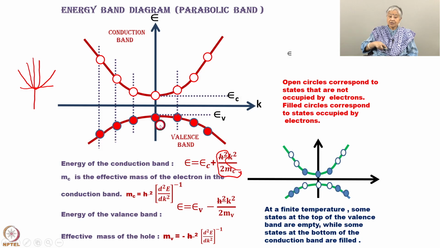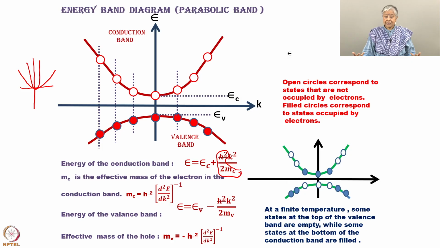Suppose at room temperature, the electrons just need an energy of about a few milli electron volts to jump into the conduction band. But then my band gap is 3 electron volts. So, the electrons cannot jump. So, that becomes an insulator.